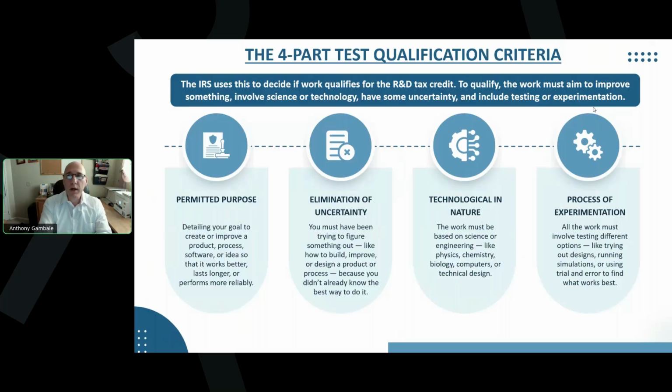So what are they? One, you must be aiming to improve something. I'm looking to improve something. It has to involve science or technology, right? It has to have a level of uncertainty, not sure if this is the right way, if this is going to work, okay? And it also needs to include testing or experimentation. So a permanent purpose. Your goal is to improve something. So in your business, are you improving something, trying to make it better, stronger, cheaper, greener along the way, right? Okay. Maybe last longer, more reliable, whatever the case, right?